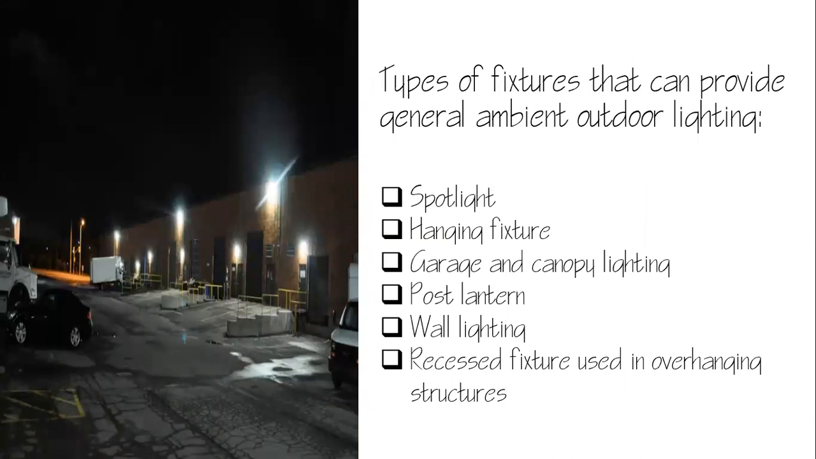So what are the types of fixtures that can provide general ambient outdoor lighting? The spotlight, the hanging fixture, garage and canopy lighting, post lantern, wall lighting, recessed fixtures used in overhanging structures. If you go to the malls and park outside, the lights outside are ambient outdoor lighting. And if you look at gyms, what you see there are flat lights. So that's an ambient outdoor lighting as well.